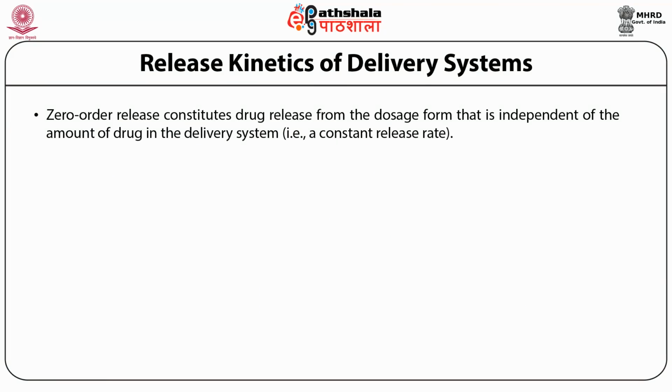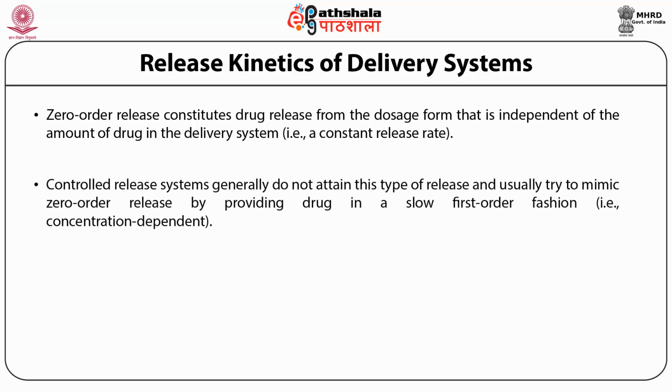Zero order release constitutes the drug release from the dosage form that is independent of the amount of drug in the delivery system, that is, a constant release rate. Controlled release systems generally, in practicality, do not attain this type of release and usually try to mimic zero order release by providing drug in a very slow first order fashion. That is, it is concentration dependent.